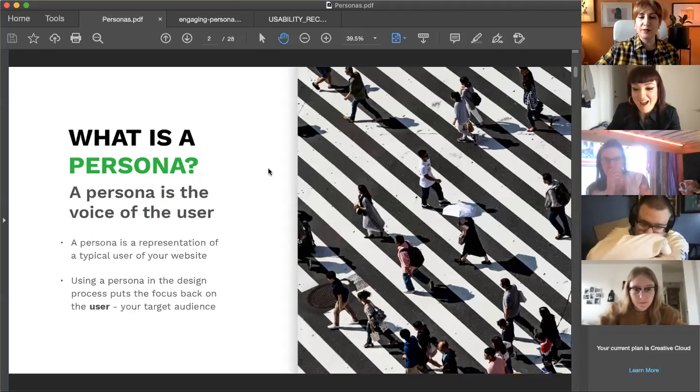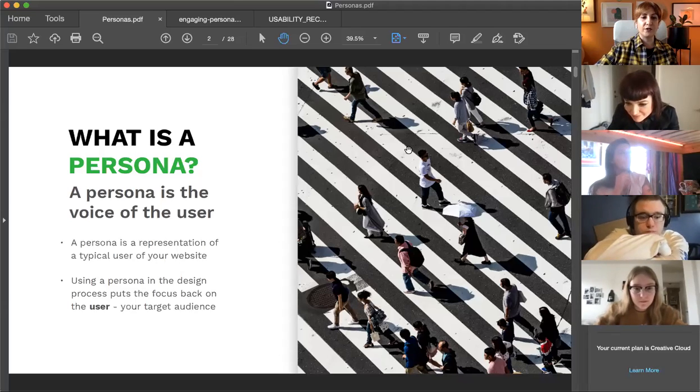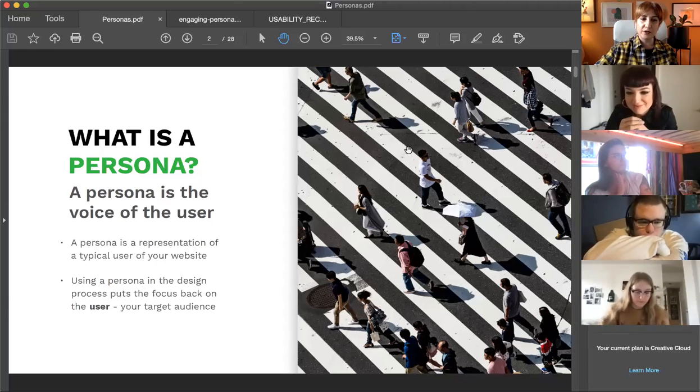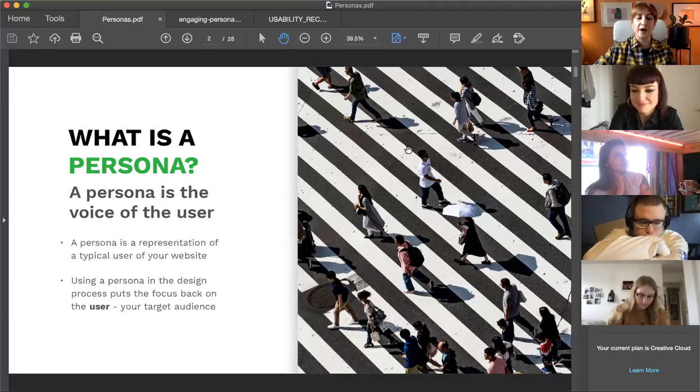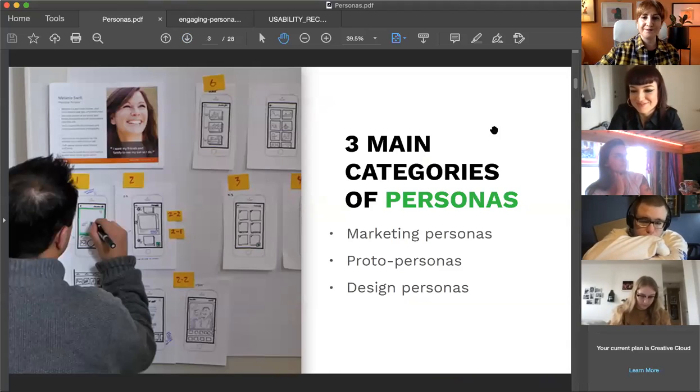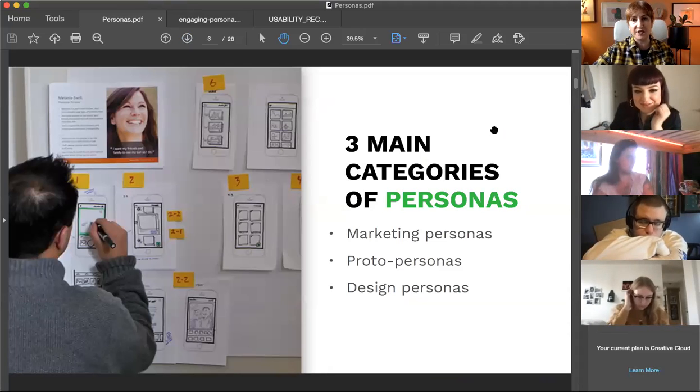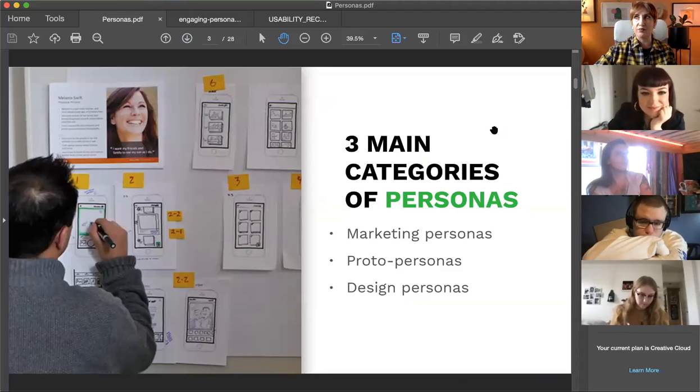So we're talking about our personas. A persona is a representation of a typical user of your website. Using a persona in the design process puts the focus back on the user, who's your target audience. Talking about a target audience, it's probably one of the most valuable pieces of information. Sometimes the personas are all very different, but just knowing a little more information, as we're going to get into here, is so valuable.